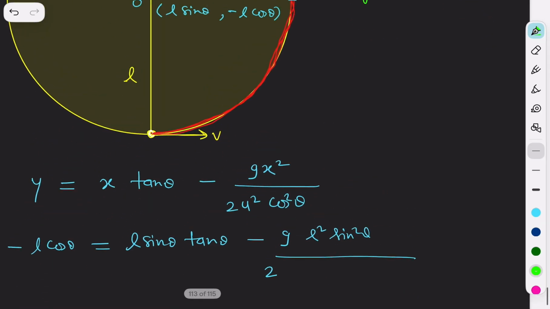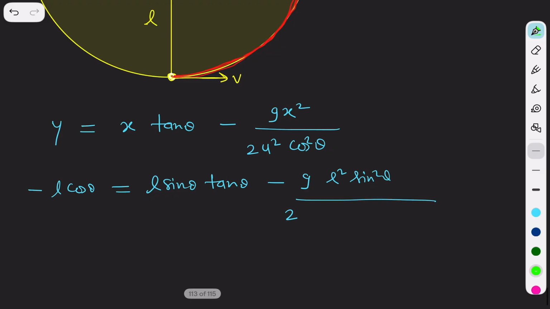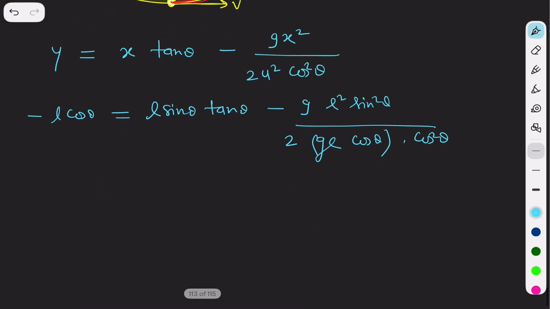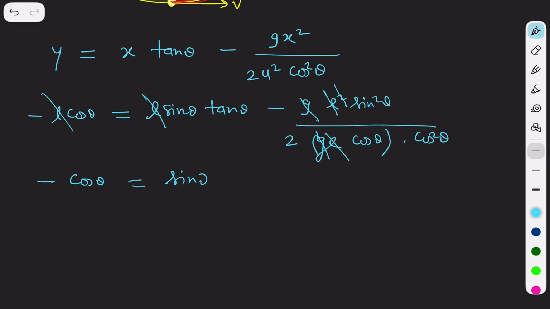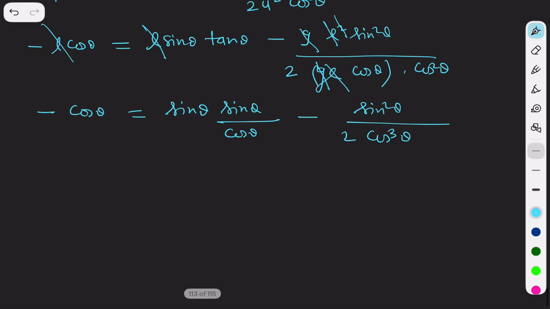Let me put those values here also. So it will be g l cos theta into cos square theta. If you see, g cancels, and l cancels, one l from here, one l from here, one l from here get cancelled. What is remaining is minus cos theta equal to, let's convert everything into sin theta and cos theta. So this will be sin theta upon cos theta minus sin square theta divided by 2 cos cube theta. Let's simplify this more. Let's take the LCM, which is 2 cos cube theta.